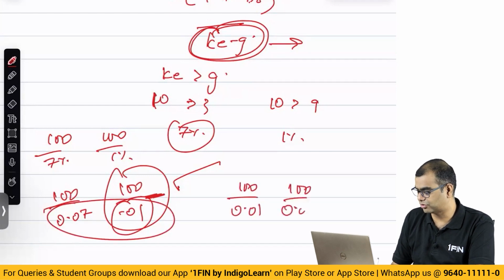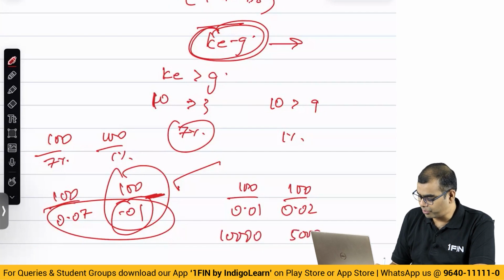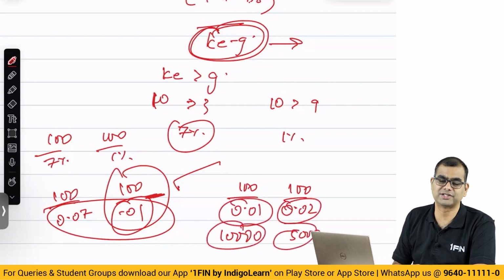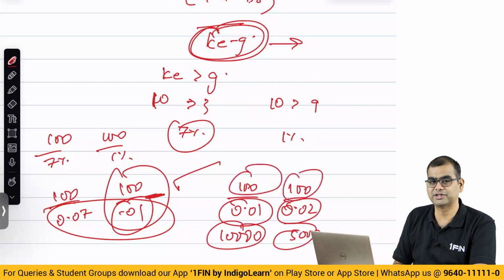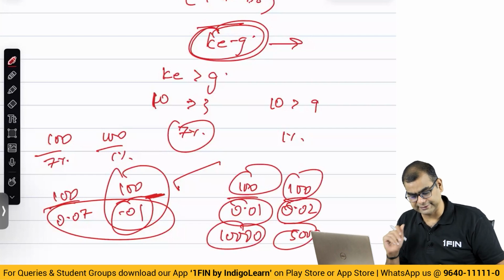Third point, for small changes in the denominator KE minus G, so 100 by 0.01 versus 100 by 0.02. What is this? This is 10,000, this is 5,000. So, a 0.01 change in the denominator causes a 50% change in the ending value. Numerator being the same, denominator changes by 0.01, the value of the eventual answer changes by 50%. So, you have to be very careful with that.